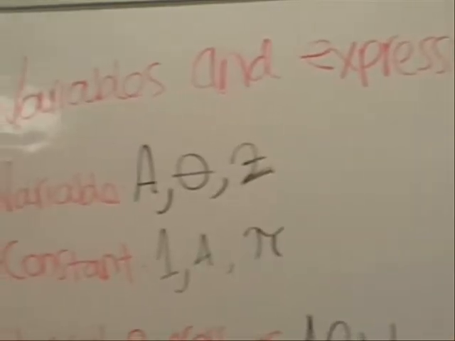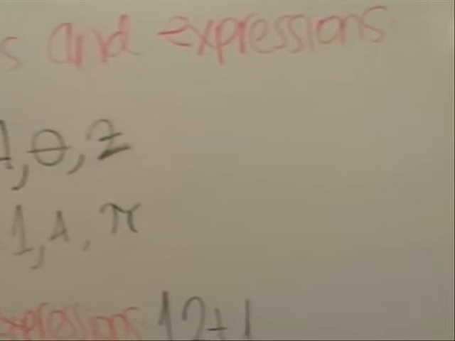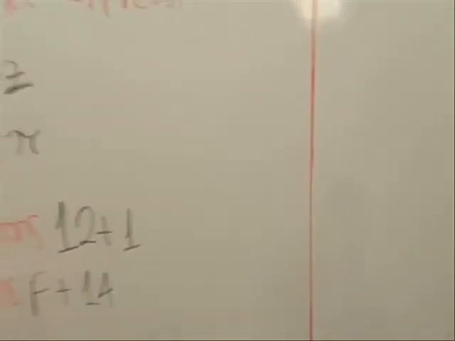that does not change. A numerical expression may contain only constants and operations, and an algebraic expression may contain variables, constants, and expressions. To evaluate is to find the value of an expression. Some examples are translating from algebra to words.